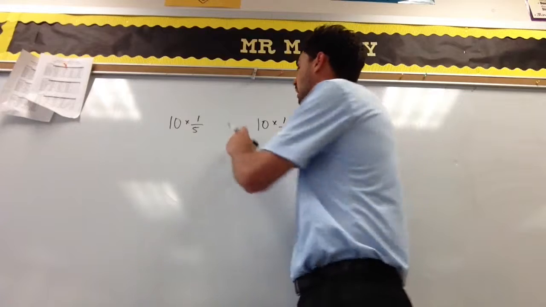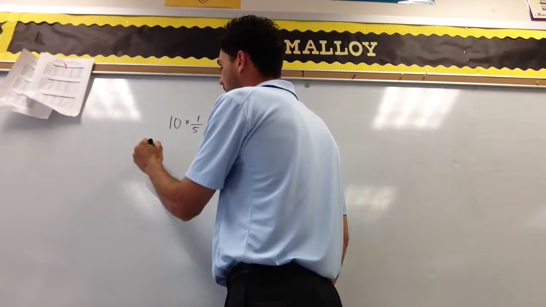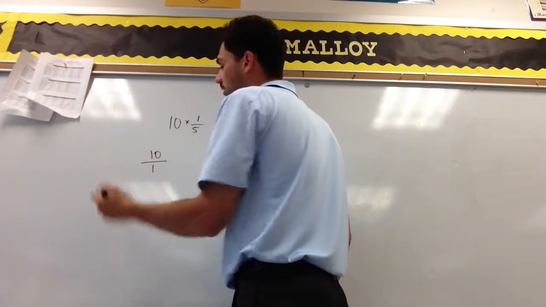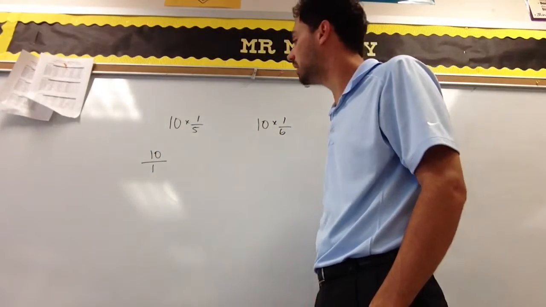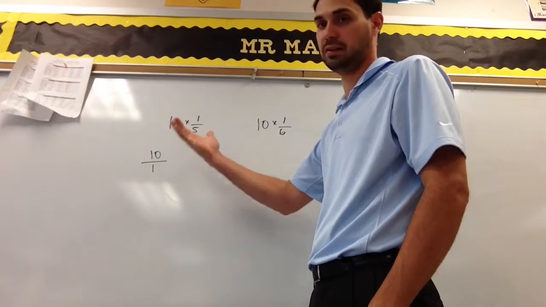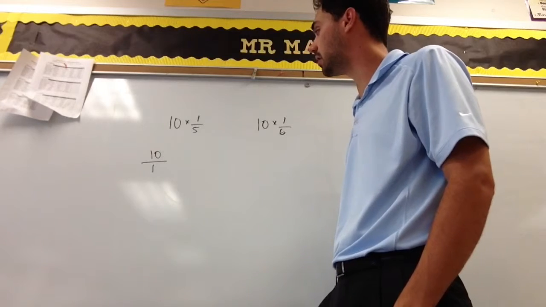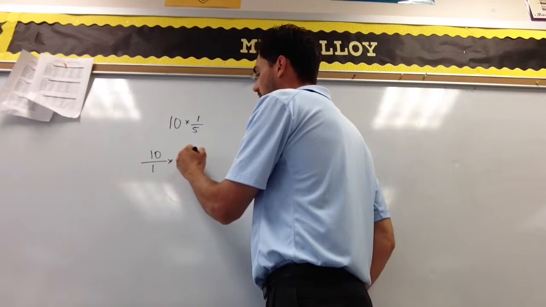So step one is take your whole number, we turn it into a fraction by placing it over 1. Remember, a fraction is a division problem, so this is reading 10 divided by 1, and that's 10. So I did not change the value at all. And then I'll multiply that by 1/5.